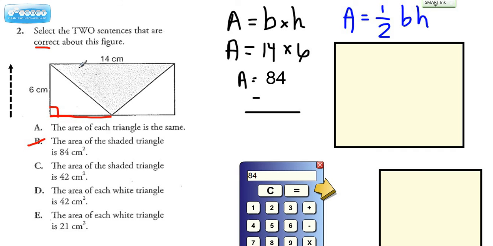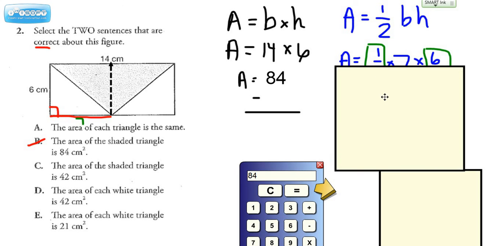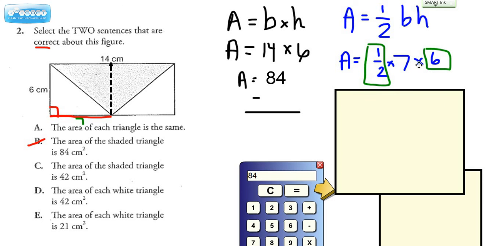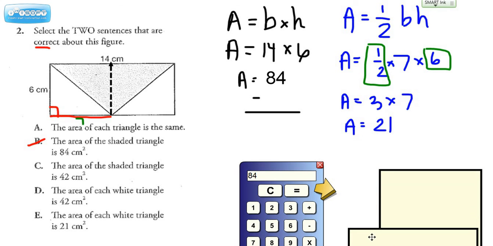Now, we know that this entire line is 14, and it appears as though this is cut right in half. So if we cut that in half, what's half of 14? Well, it would be 7. The base is 7. Let's plug those numbers into the formula for area of a triangle. Area of a triangle is half of the base times height. We're going to take half of 7, which is the base, and 6, which is the height. And I recommend taking half of 6 just because it's an even number. We would get 3, and 3 times 7 would give us 21. So we know that the area of the triangle is 21 square centimeters.